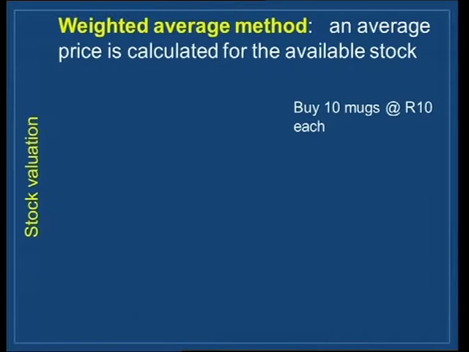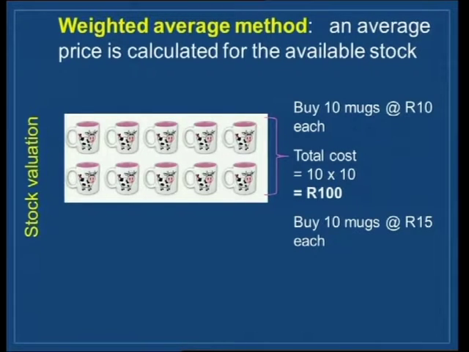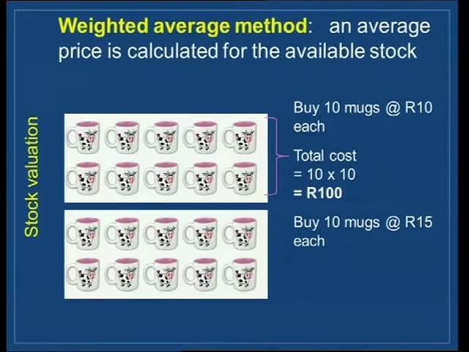Same example that I used last time for first in, first out, but this time we're going to use the weighted average. Let's say we buy 10 mugs at 10 Rand each. These are 10 mugs. So the cost for those 10 mugs will be 100 Rand. Now we purchase another 10 mugs, but this time the cost is 15 Rand. So the total cost for that, 150.